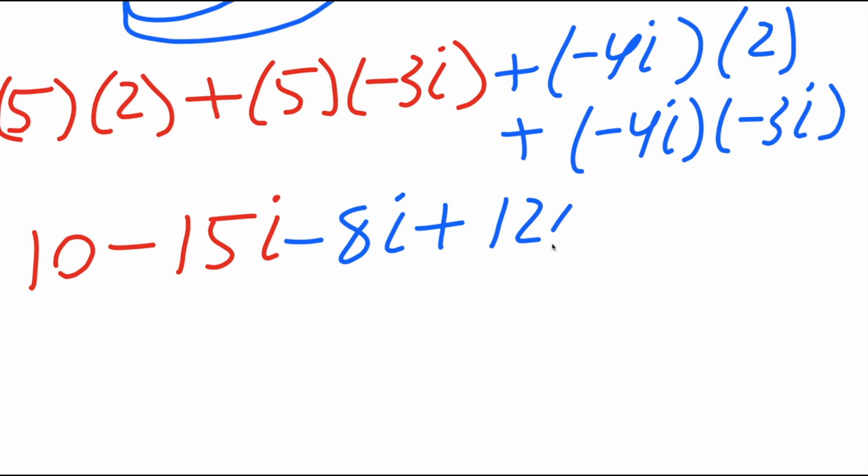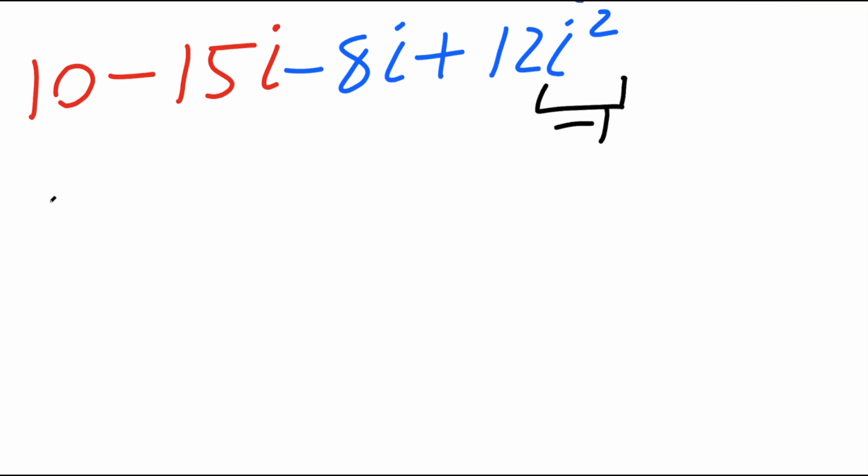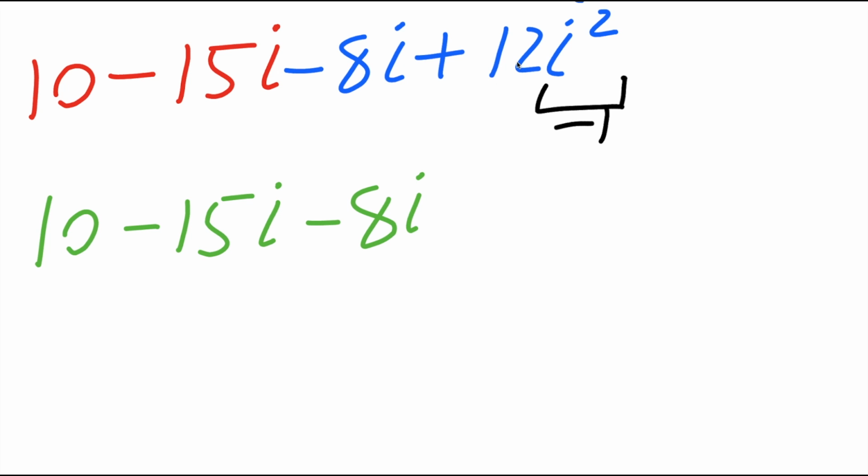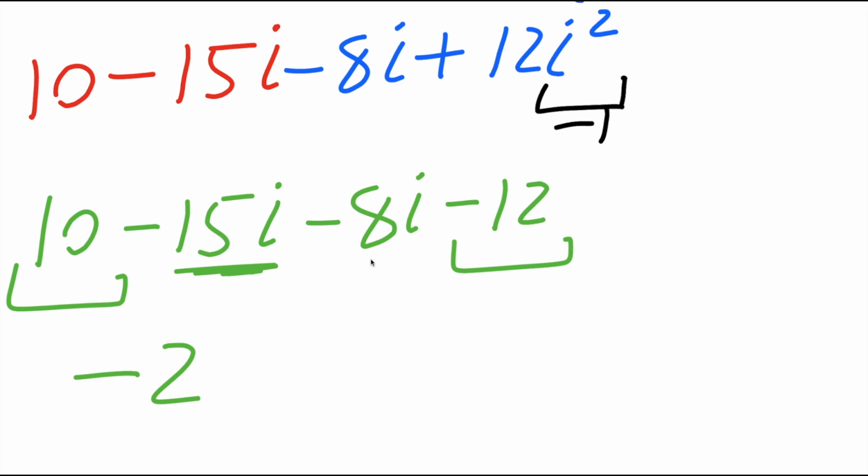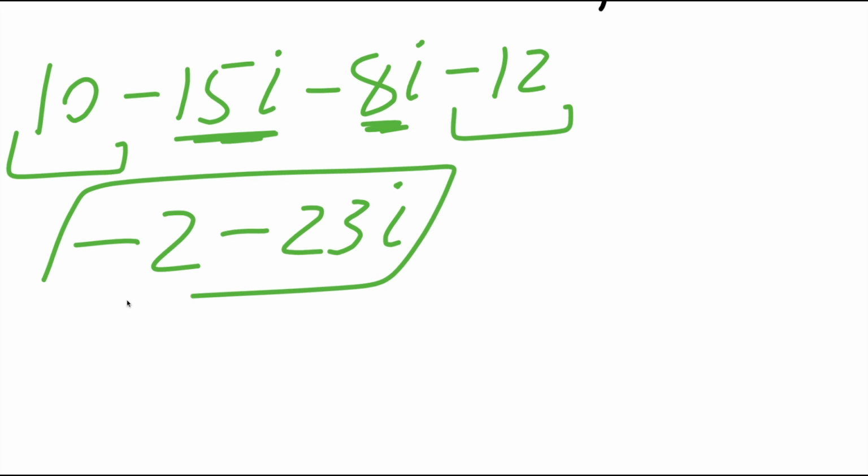i times i is i squared. And again, i squared just means it's negative 1. So let's rewrite this. We have 10 minus 15i minus 8i, and 12 times negative 1 is negative 12. And now combine like terms. So 10 and negative 12 gives us negative 2. Negative 15i minus 8i would give us negative 23i. And so we can box in this answer.